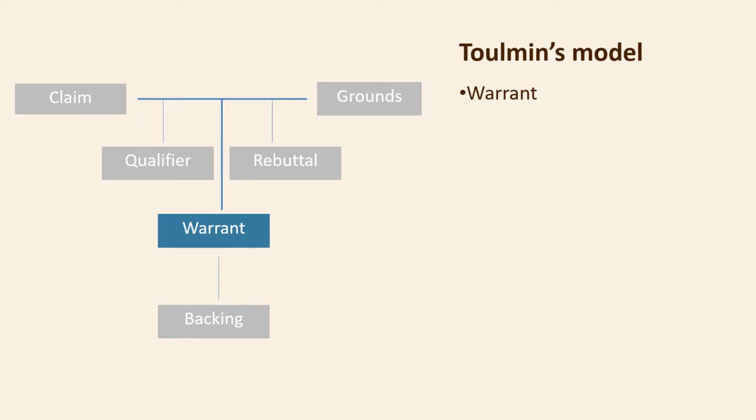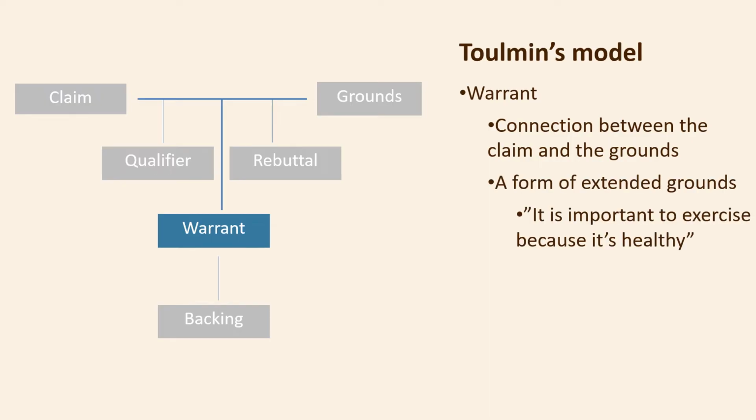The third and last of the essentials is the warrant. According to Toulmin, the warrant shows the connection between the claim and the grounds. The warrant is a form of extended grounds, a piece of grounds that support the claim. So, it's important to exercise because it's healthy.